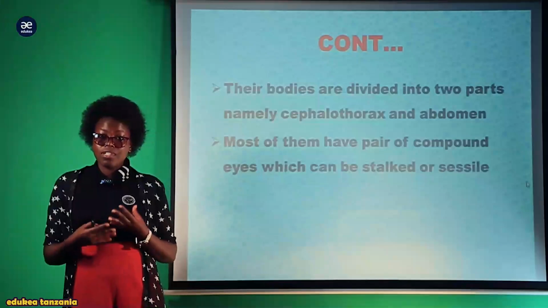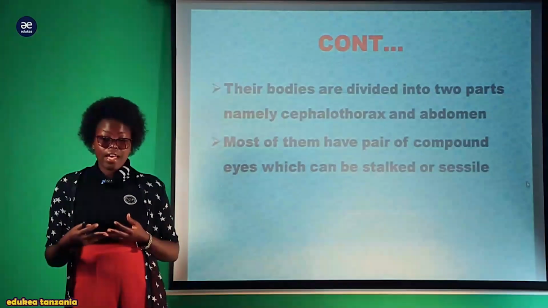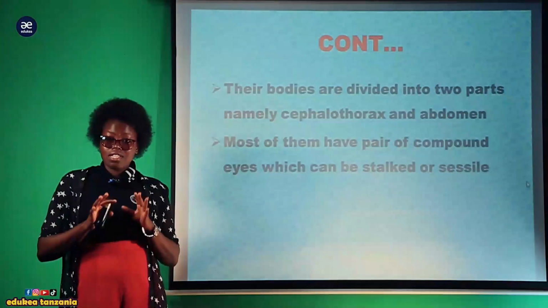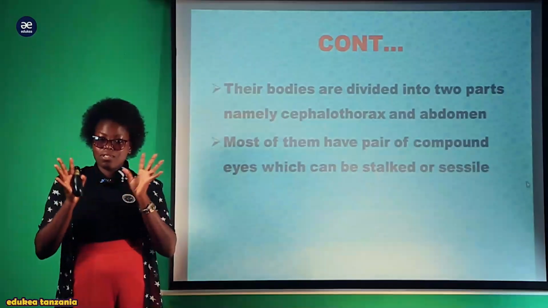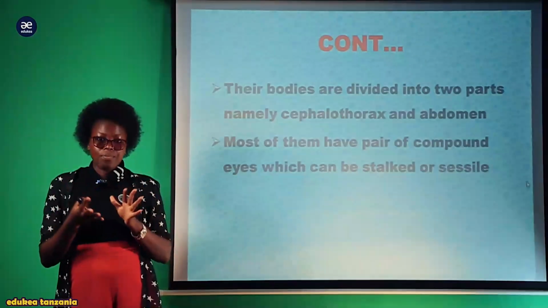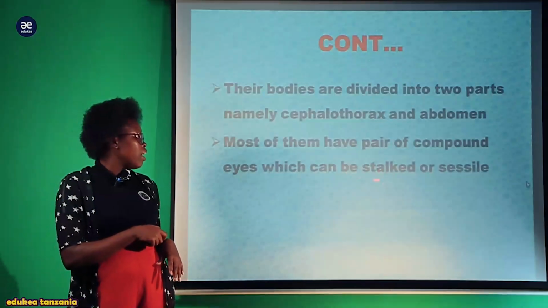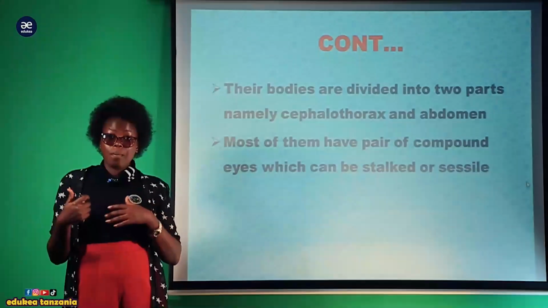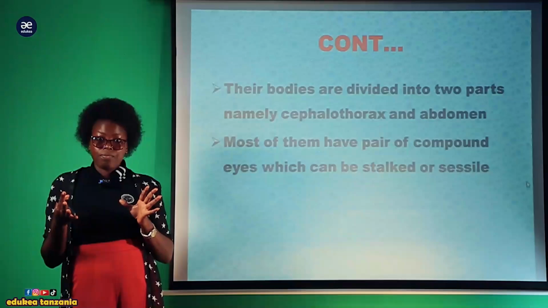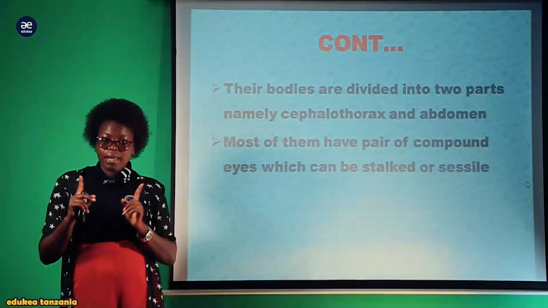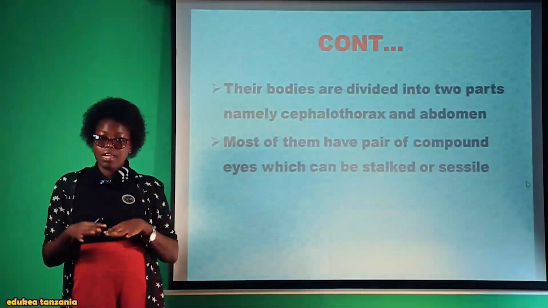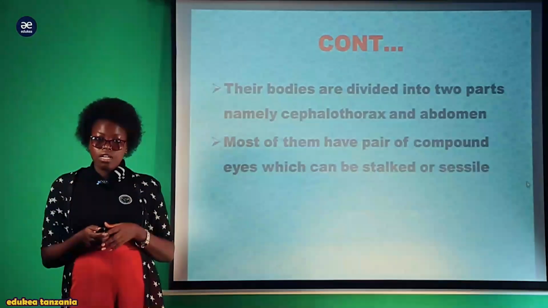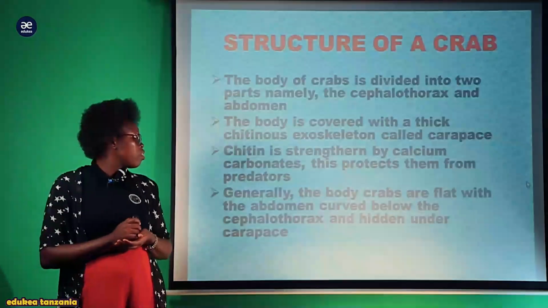Most of these organisms tend to have pairs of compound eyes, which are zingine zinakuwa stalked, kama vile zinakuwa zina visible, zinakuwa kama zinaelea. So they have this stalked ambazo zinakuwa movable, they are capable of moving. So unakuta macho kabisa yanakuwa kama they are moving. Au zingine lazima zimewekwa tu pale ni sessile, yani they cannot even move.